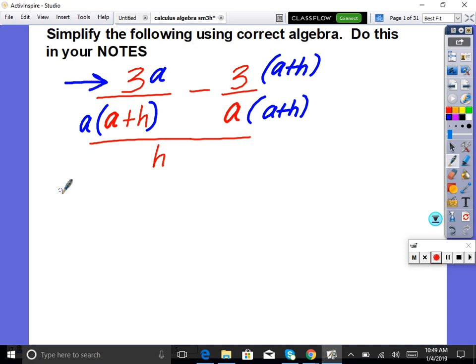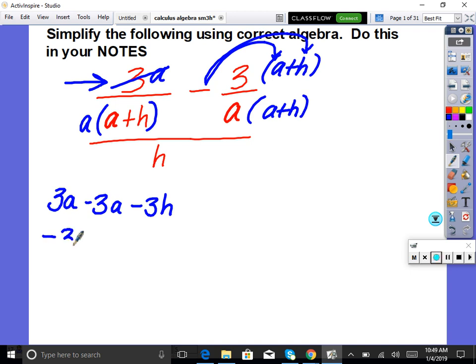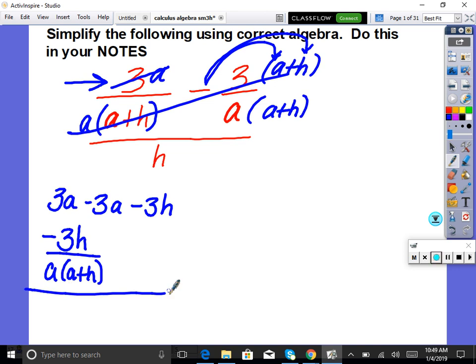on the numerator. So in the numerator I have a 3a minus 3a. Now look right here, negative 3 times h, so you have a minus 3h. So in the numerator, doesn't 3a minus 3a go away? Yes. So you have negative 3h all over a times a plus h. That is just this piece. Then you have divided by h over 1.